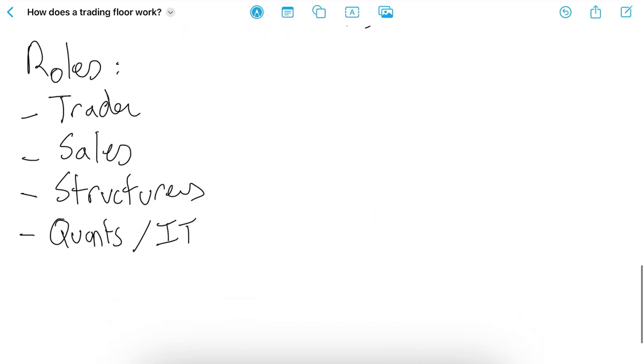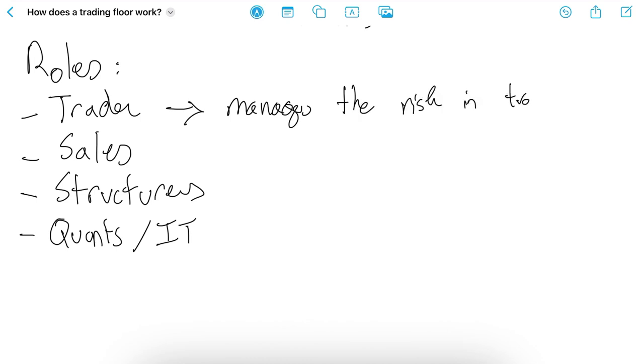So what do they do, each of those people? So the traders, they are responsible for managing the risk that ends up in their trading book. Then you have the salespeople. So the salespeople, they speak with clients.